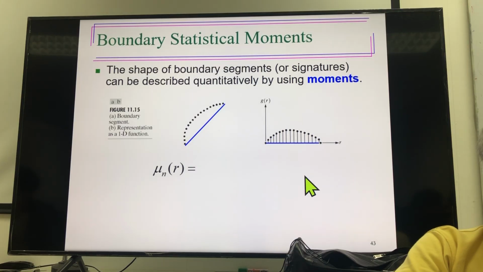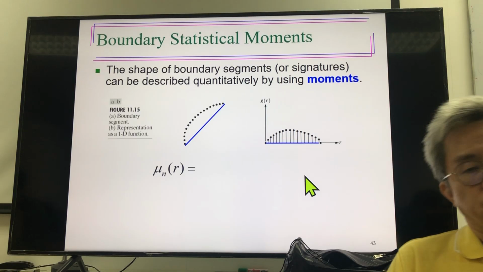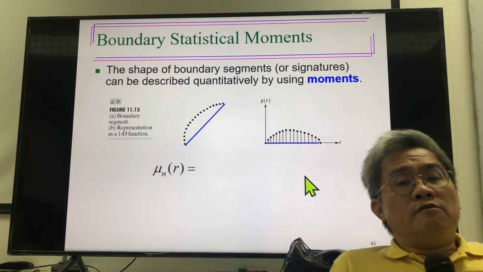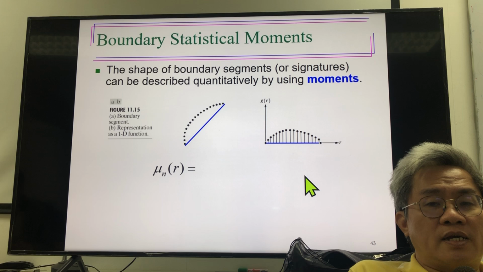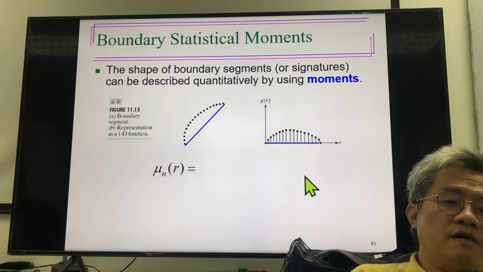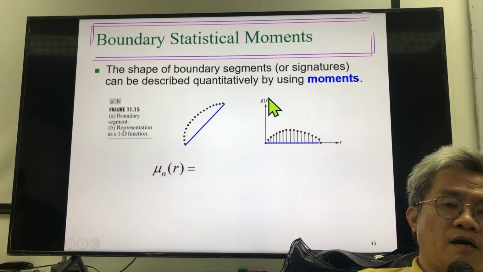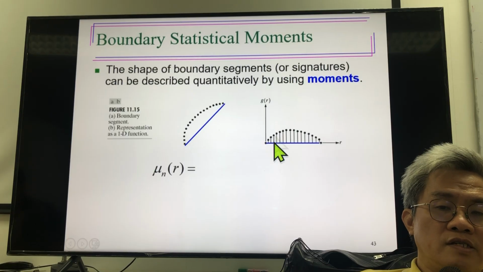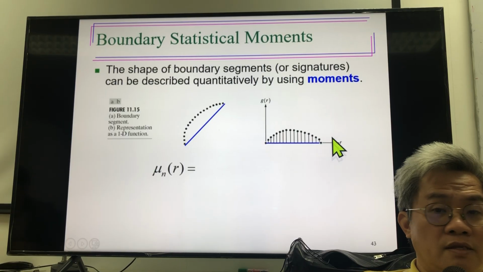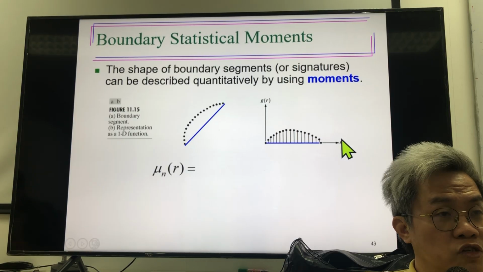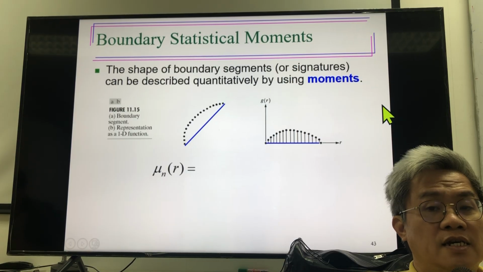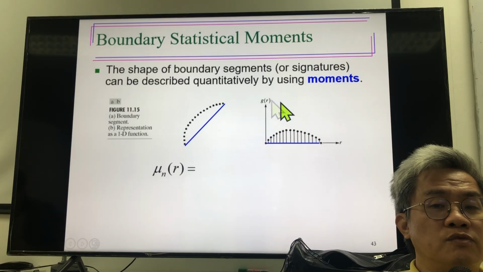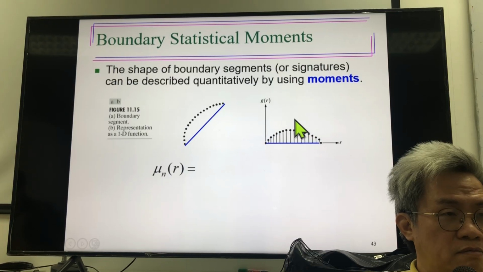You could have boundary statistical moments as descriptors. The boundary statistical moments are similar to the signature, okay? But with this one you measure the distance and then you calculate the mean. So you represent it by the one-dimensional graph, right? And then you find the mean, and this one is considered as the histogram.